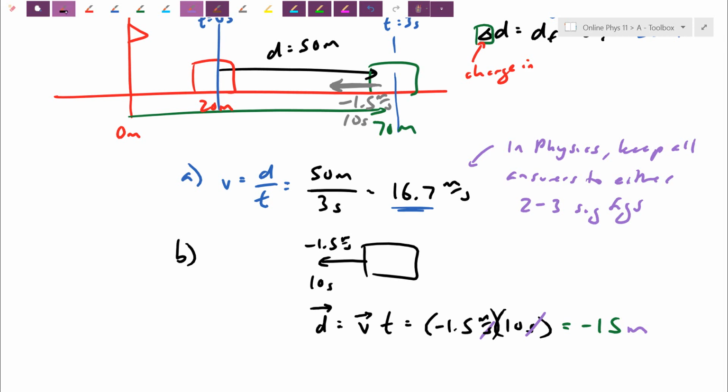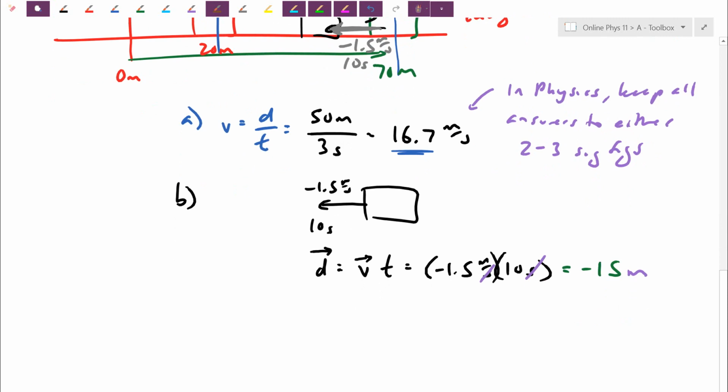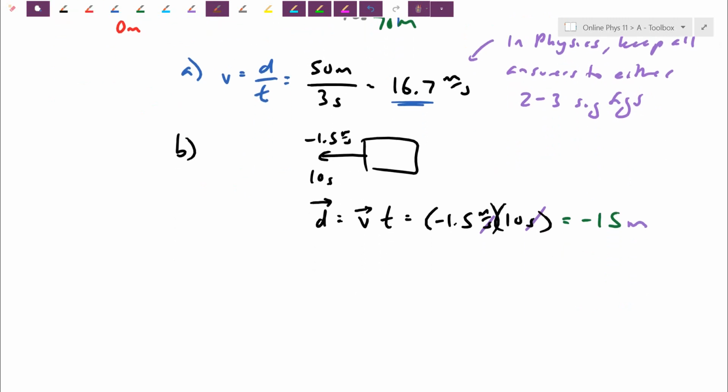So what this is saying is, in traveling backwards at this slow speed of negative 1.5, for 10 seconds of time, you're actually going to cover 15 meters worth of ground backwards from where you started. So now we basically have the problem done. In the first part of the motion, you went 50 meters. In the second part of the motion, you end up coming backwards negative 15 meters.